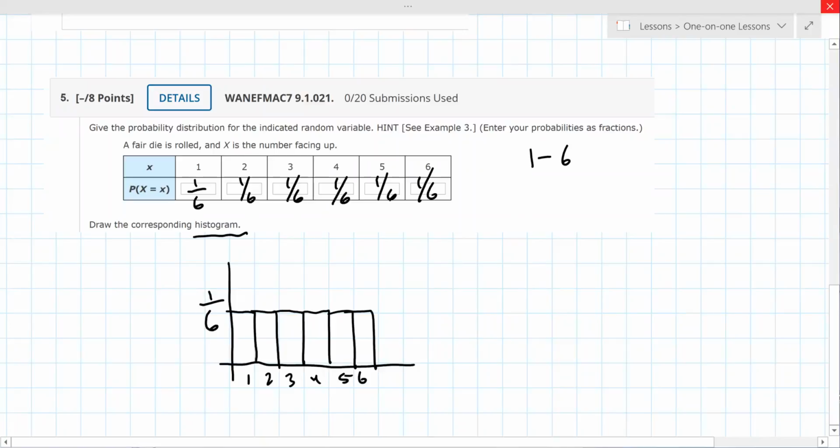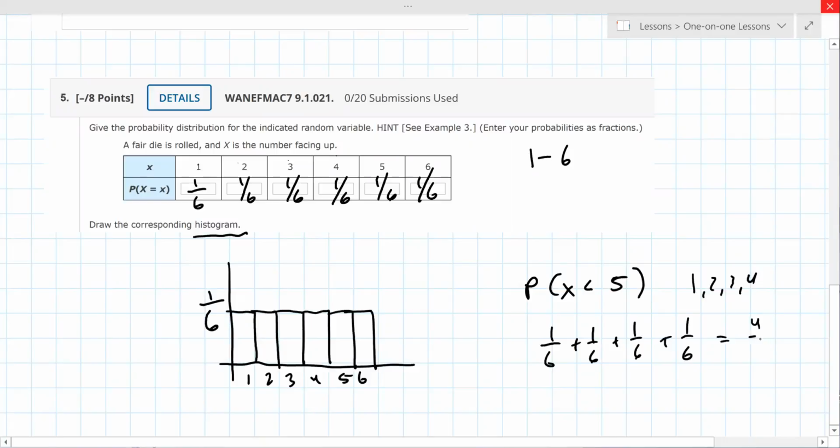All right. Last question it asks you: the probability that X is less than 5. This is part C, I guess, if you will. The less than 5 does not include 5, so we're really looking at 1, 2, 3, 4. So it's 1/6 plus 1/6 plus 1/6 plus 1/6. You add those up and you get 4/6, which equals 2/3.